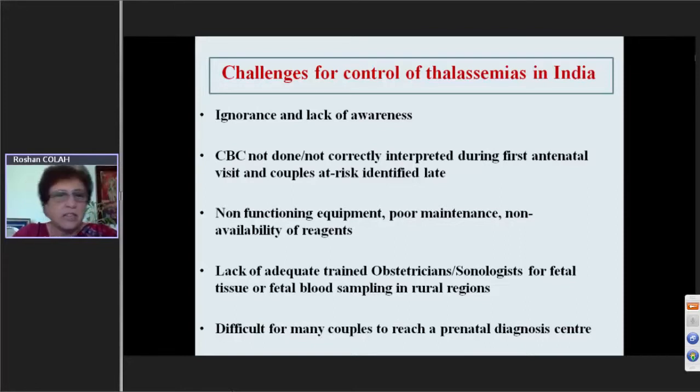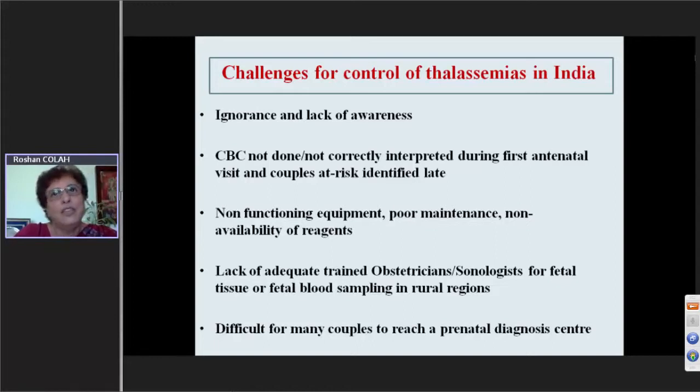There are many other practical problems, not only in rural areas, but also in urban areas, where you could have equipment which is lying non-functioning for long, it's not maintained properly, and reagent supply is not regular. So these are all practical problems that each center would face from time to time.